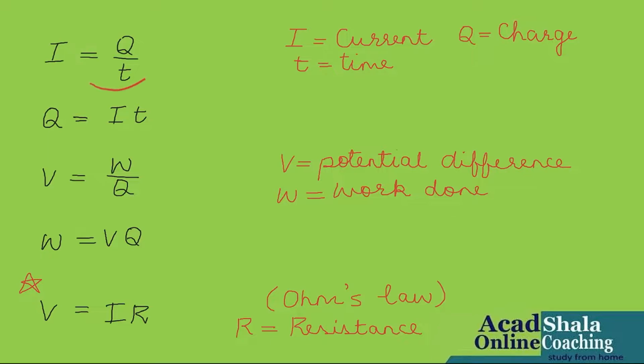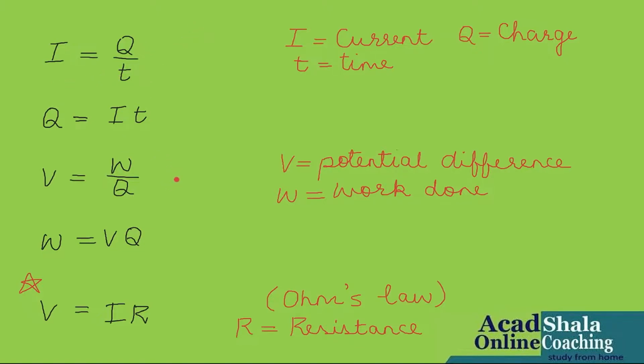But with the help of this king formula, you can also create a new formula to take out the charge. So from this king formula, the charge formula can be created. That is, you will cross multiply current with time, and the new formula will be created from this king formula.